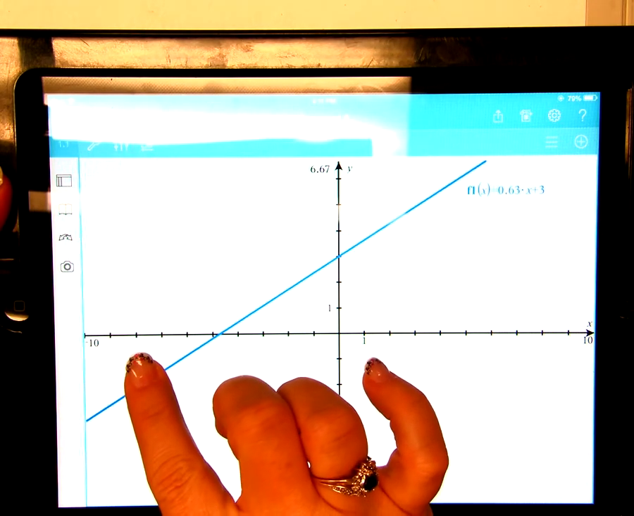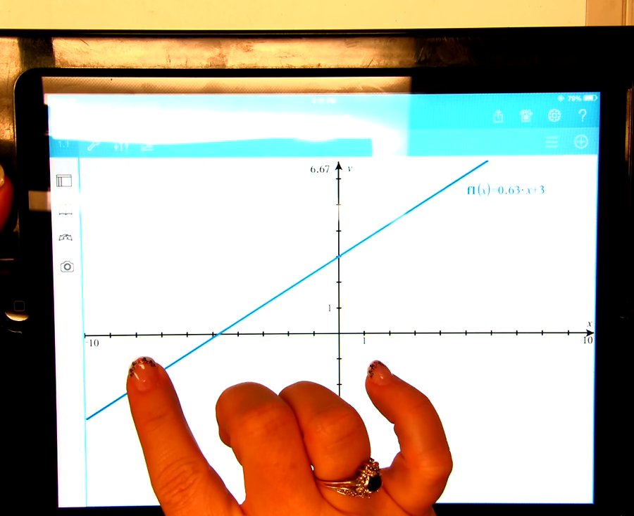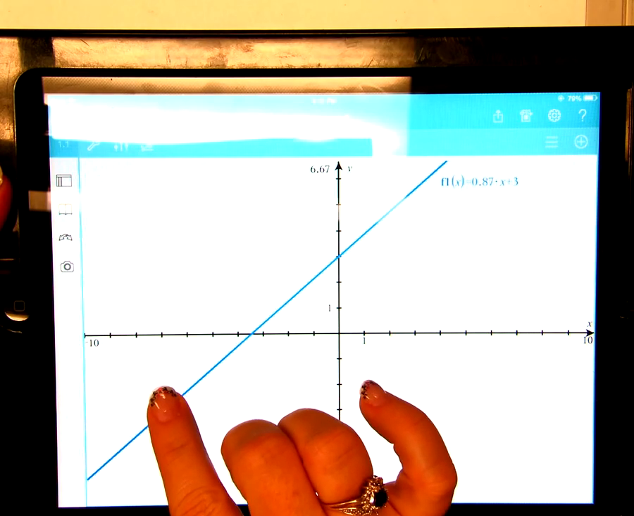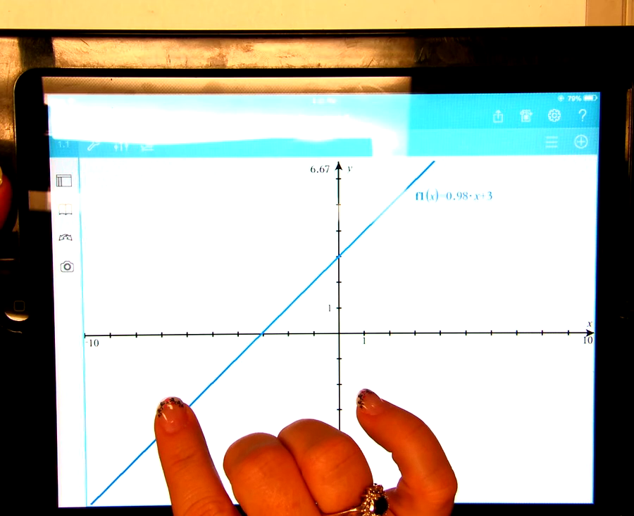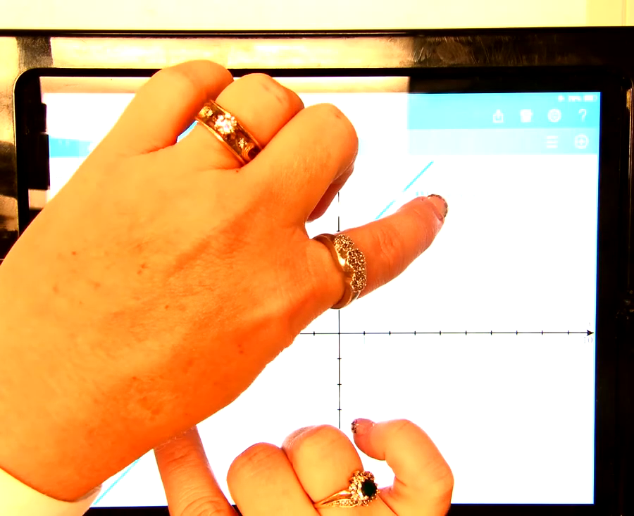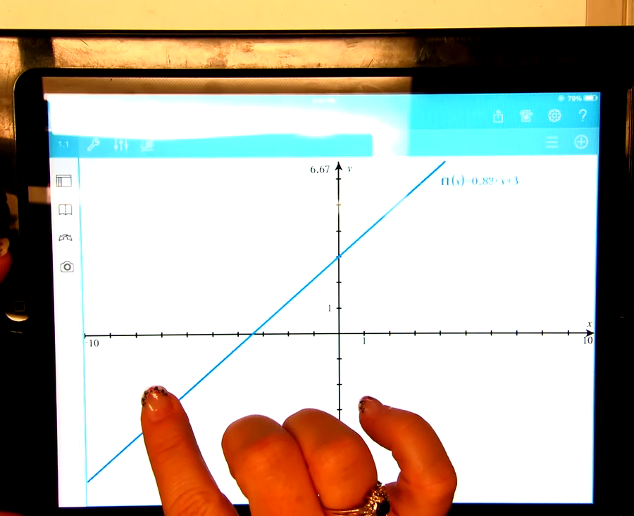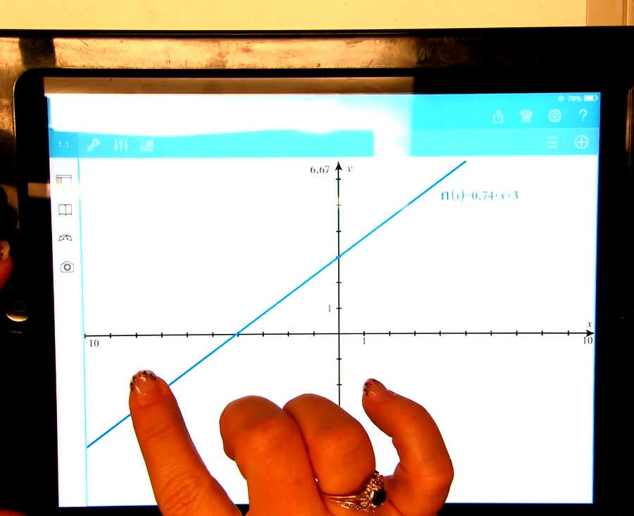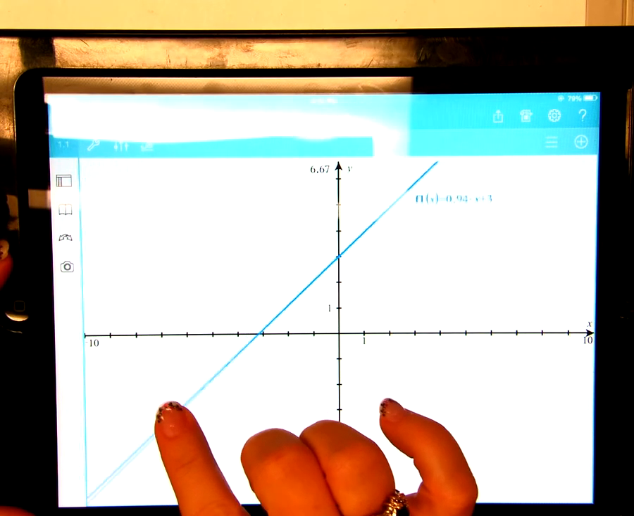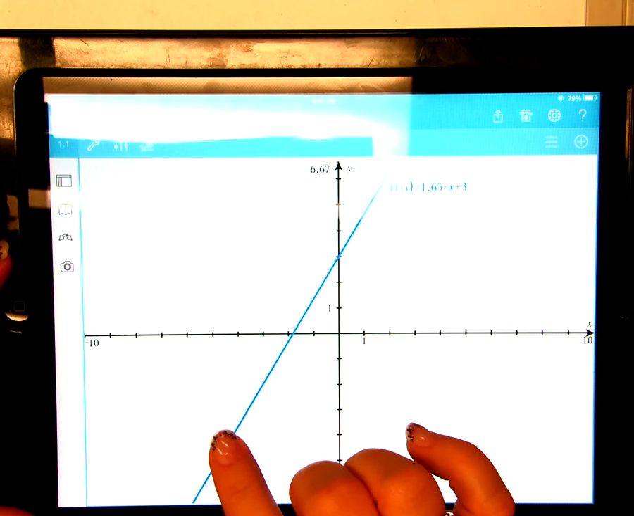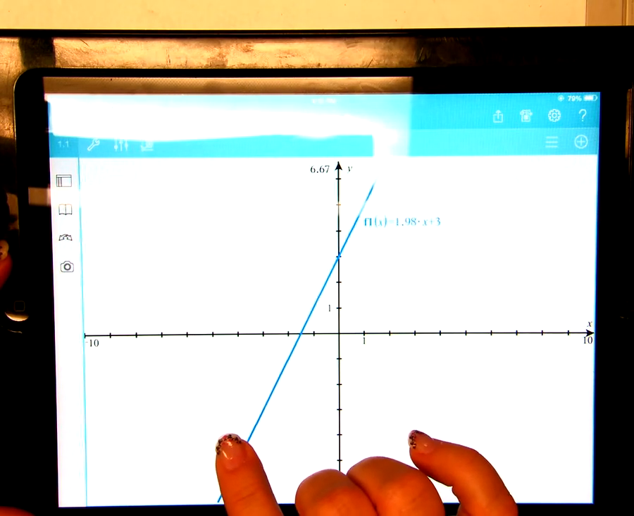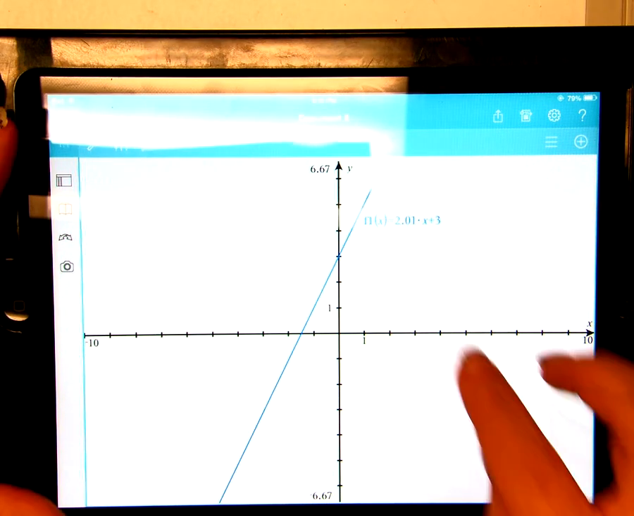Can you tell by looking at the equation, though, what is changing? What value is changing when I change the steepness or the shallowness of this graph? Hopefully you can see that it's the number in front of the x that's changing. That is the m. That is the slope. So does it make sense that as I change this line, moving it around this way to be steeper or shallower, that the m is the value that's changing? Hopefully it does.